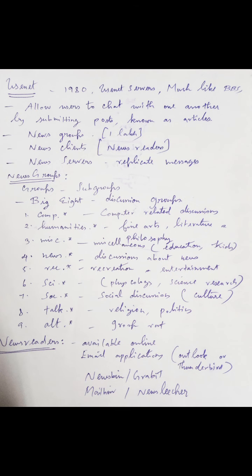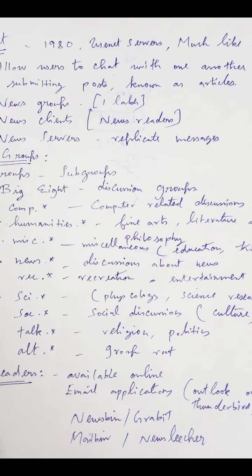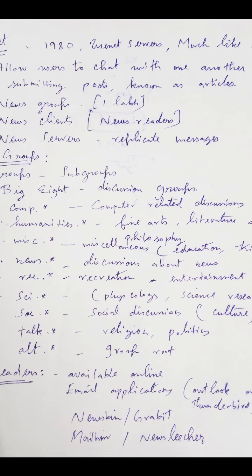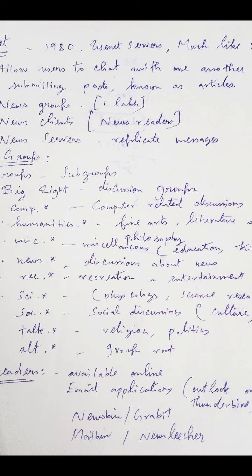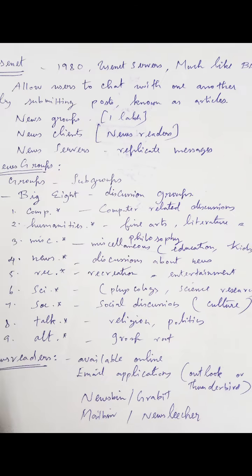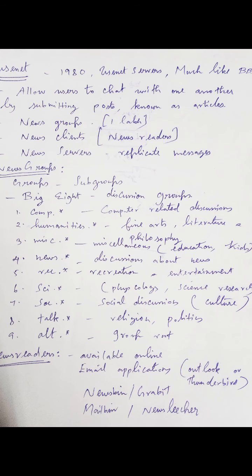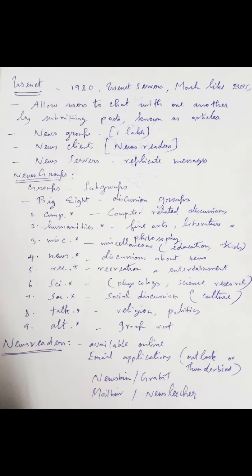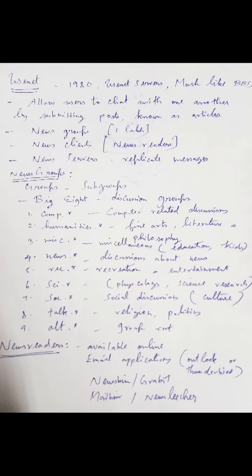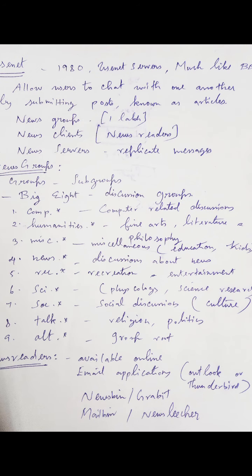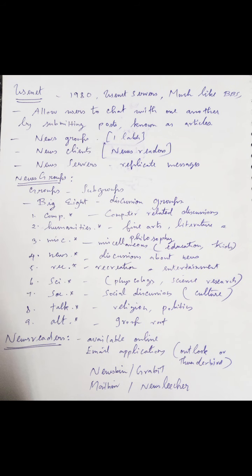So the important keywords in Usenet are the news groups, news clients, and news servers. So these three things are very important. And keywords like articles, post, chat, you could use those things. And then groups and subgroups, you could use those things. And then all these eight main groups come under keywords. And then newsreader program, in the sense the program that we use to read the articles posted in Usenet servers, that is very important.